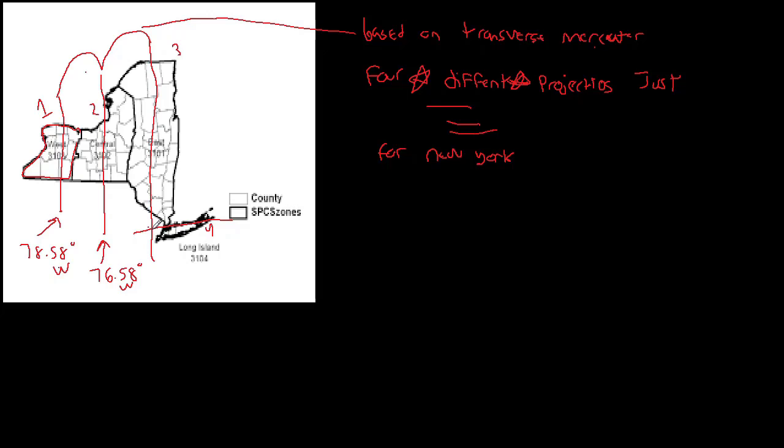So what about Long Island? Well, Long Island actually has a slightly different basis, right? You can see here that we have a standard parallel instead of a standard meridian. And so what happens with this is this one is actually based on the Lambert conformal conic. And what makes it nice is that this is actually a secant projection.